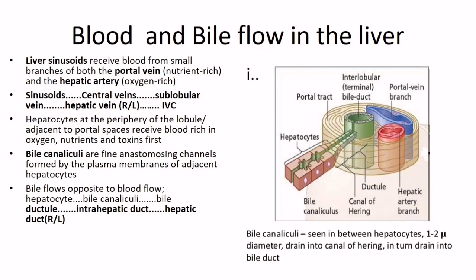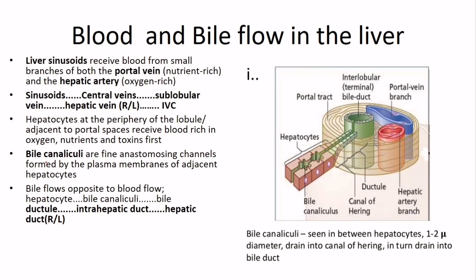So for the flow of blood and bile in the liver, let's start with the flow of blood. Remember we said blood from the portal triad drains first into the liver sinusoids. From the liver sinusoids, it goes to the central veins. From the central veins, it goes to the sublobular vein, and from the sublobular vein, it goes to the hepatic vein. From the hepatic vein to the inferior vena cava. So this is the pathway.